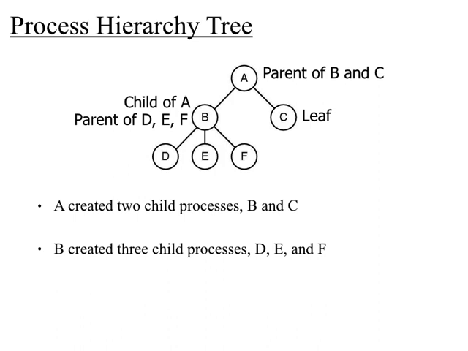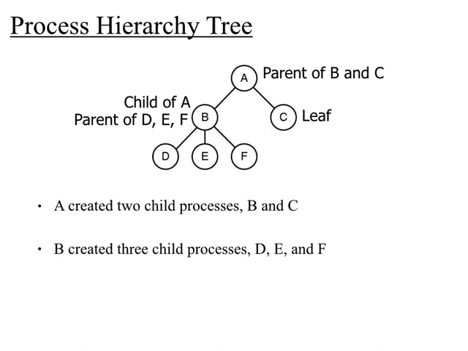In this example, we have process A, which has two child processes B and C, and then B has three child processes D, E, and F. Processes that are derived from the same parent are called siblings. So B and C are siblings, and D, E, and F are siblings. So A is the parent of B, and A is the parent of C, and B is the parent of D, E, and F.